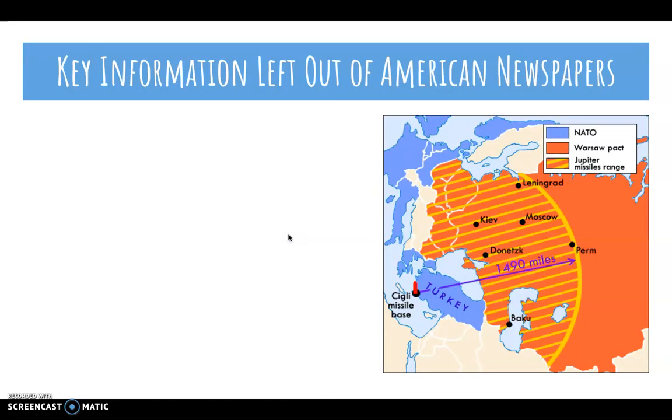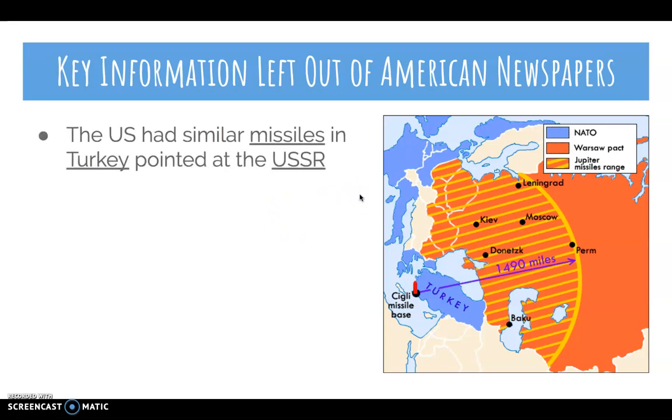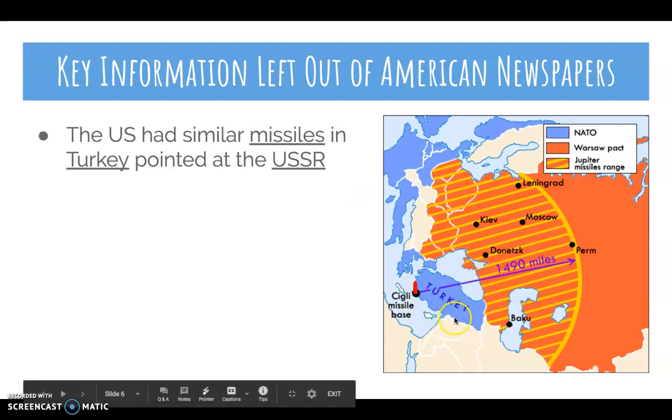Now, there is some key information that we have to talk about that was left out of the American newspapers, right? What the American public is getting at this time is that the Soviets have missiles in Cuba. The Soviets are the bad guys, right? We've talked about this. Propaganda was huge during this time, wanting to make the Soviet Union look like the bad guys. But there was some key information left out that Americans didn't know, and that was that we had similar missiles in Turkey, which is right here, pointed at the USSR.